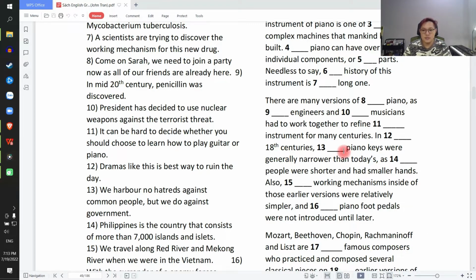Number 13, the piano keys. Because this is plural, you can use no article if you want to talk about piano keys in general. You can use the piano keys here if you want to specify that you talk about the keys of the piano and not something else.